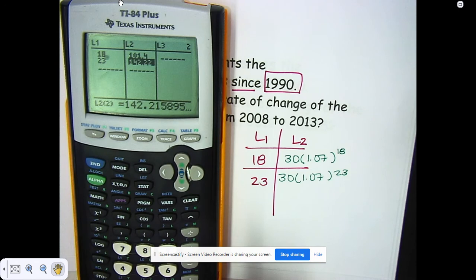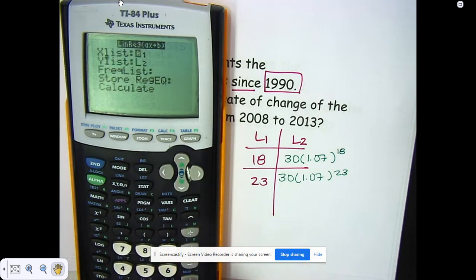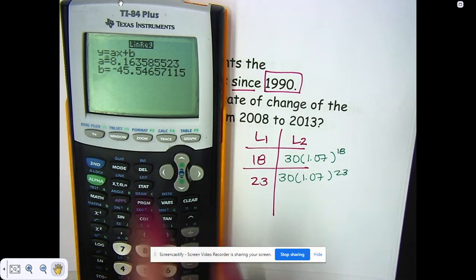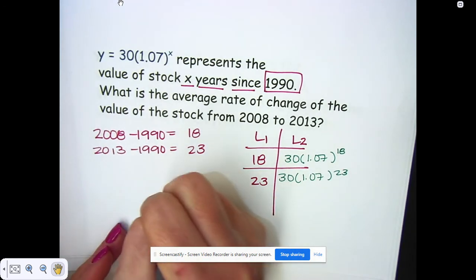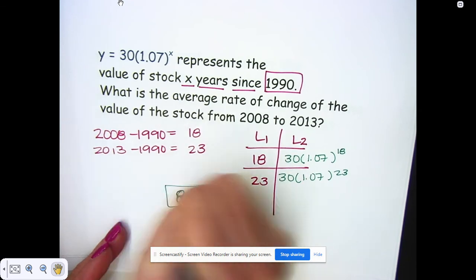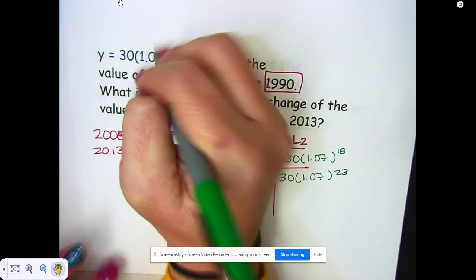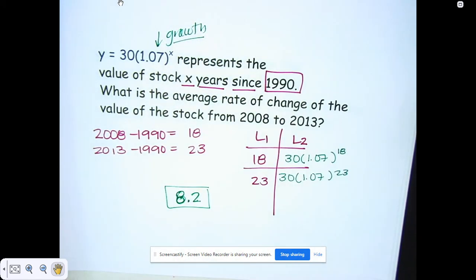I was about to say that first one was wrong. Okay, and then I'm going to hit StatCalc 4 again, and there it is. 8.2 is my rate of change. Now, notice 8.2 is a positive rate of change, and if you notice, this is growth, so it should be a positive rate of change.